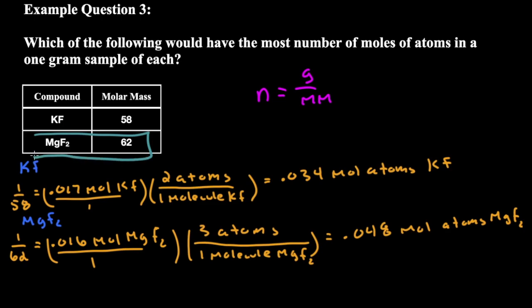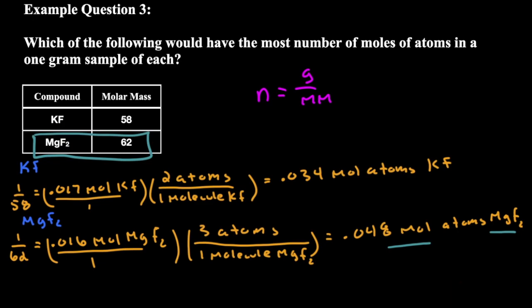And a mole is just Avogadro's number, which is 6.022 times 10 to the 23rd. So if we want to get the number of atoms, we would just say this number right here times 6.022 times 10 to the 23rd, and that will be the number of atoms that's in MgF2.